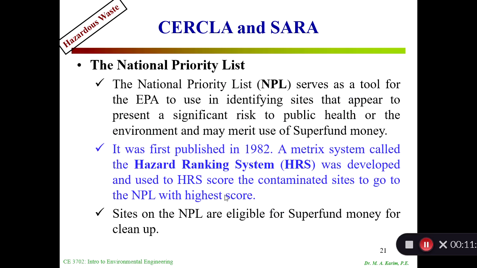The National Priority List (NPL) serves as a tool for EPA to use in identifying sites that appear to present a significant risk to public health or the environment, and may merit use of Superfund money. It was first established in 1982. A matrix called HRS was developed and used to score the contaminated sites, so that those with the highest score go to the NPL. Sites on the NPL are eligible for Superfund money for cleanup. Congress implements this, but it is always prioritized by the ranking of the sites.